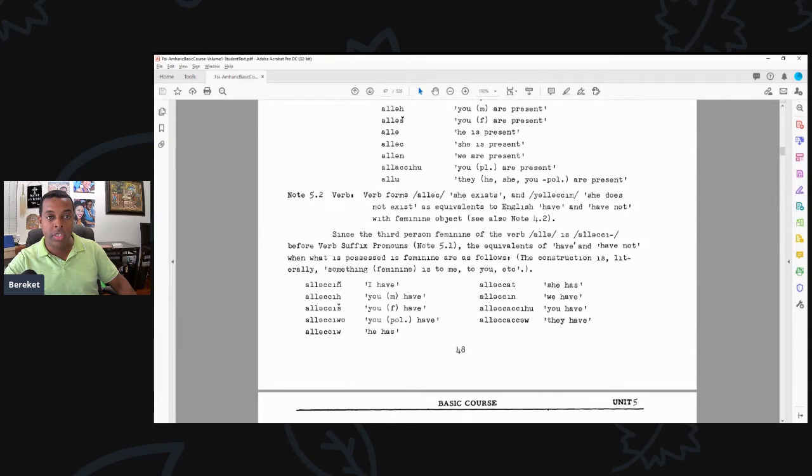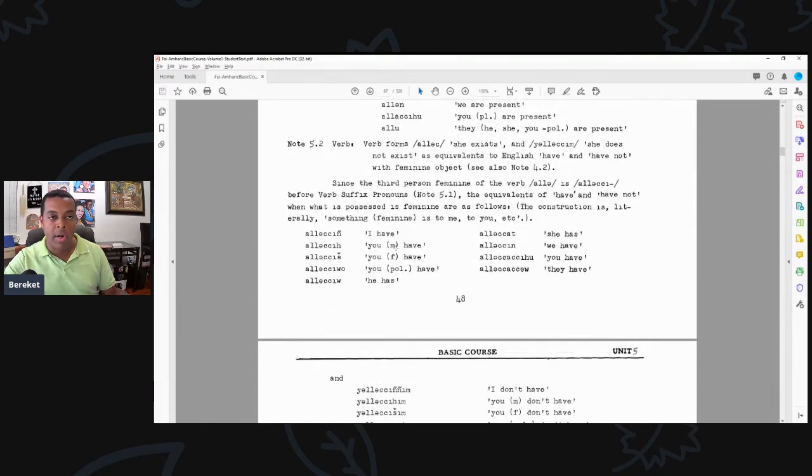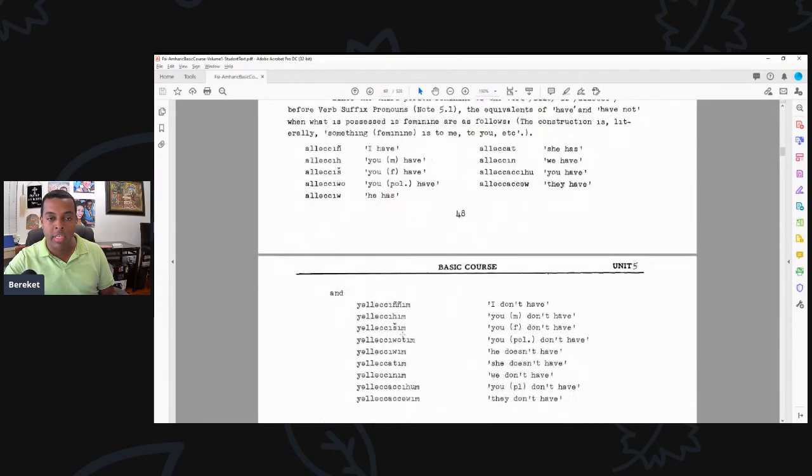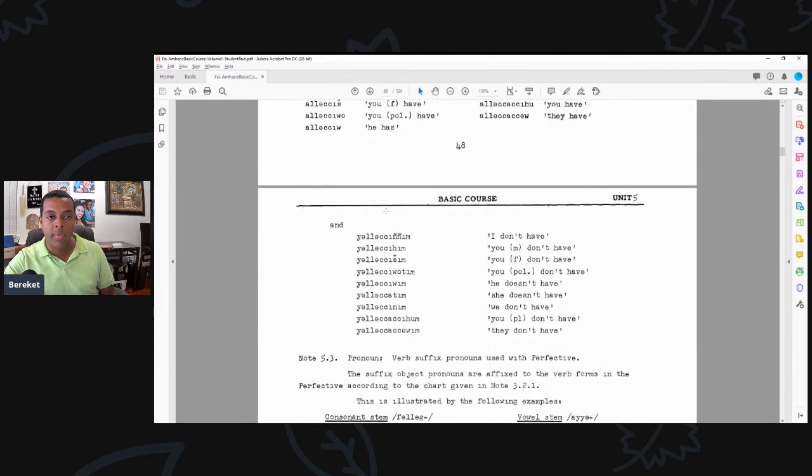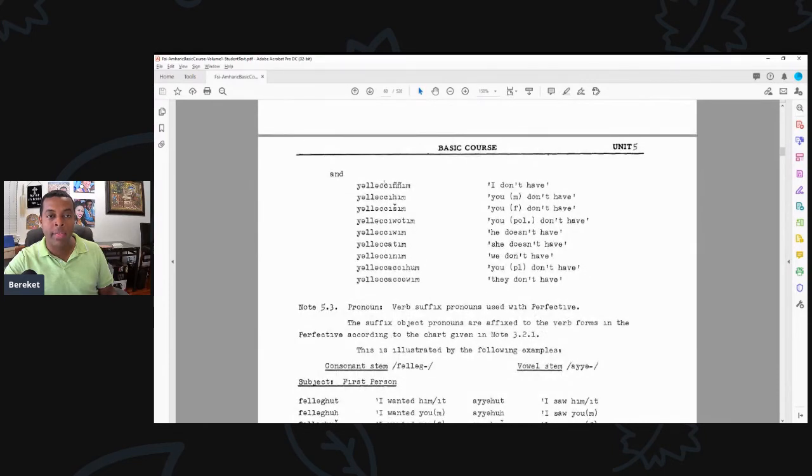She exists, or for yelichim, she does not exist. And these are the forms for that verb that indicates when something feminine is being possessed or owned. So it corresponds to have and have not. For this first part, it's for have, and then for this part, it's for have not. So alichin, alicha, alichish, and so on. And then for not having it, yelichinim, yelichihim, yelichishim, and so on.